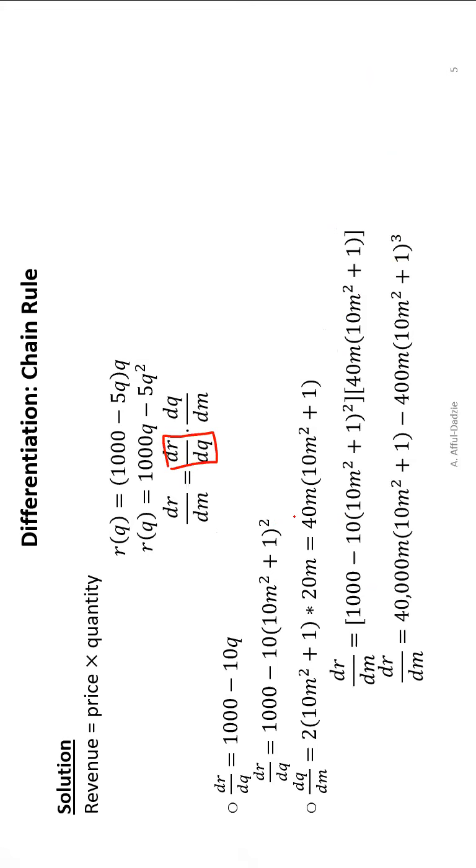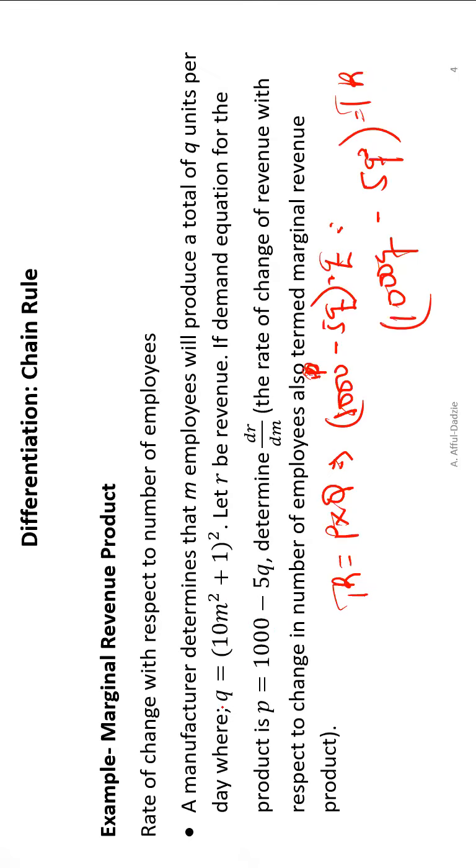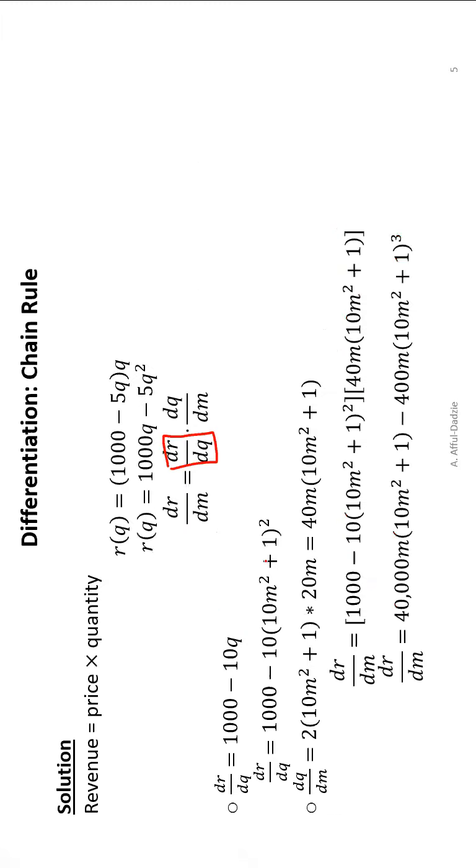And then we also have our Q here, which is the total units produced with respect to the number of employees. So we have Q with respect to M. So here we can also have the dQ/dM. And when we are done, we multiply the two and we end up having our derivative. Okay. So let's take the first one.